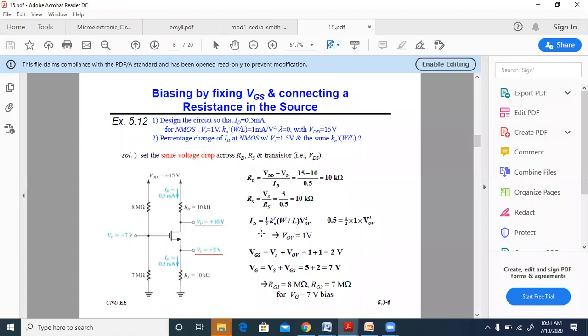Having written this, he has found it here. He has just again written the same thing. RG1 equal to 8 megohm, RG2 is equal to 7 megohm for VG equal to 7 volts bias. To have a 7 volts bias here at this point, you need to consider RG1 and RG2 equal to 7 megohm.